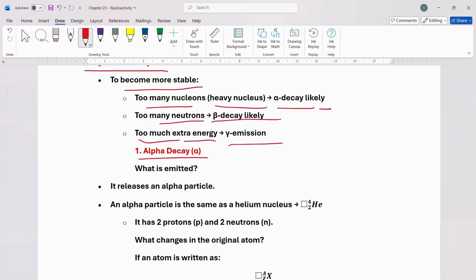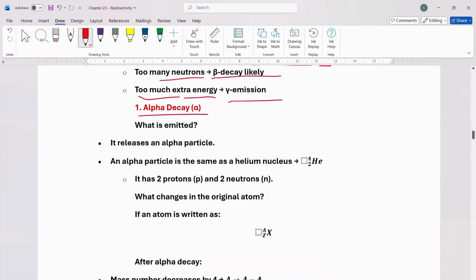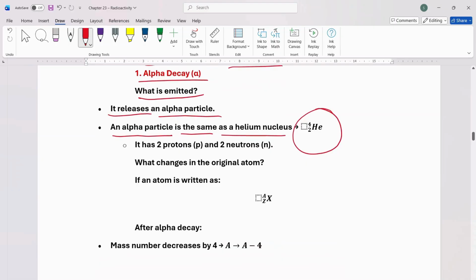Now let's discuss alpha decay. What is emitted? It releases an alpha particle. An alpha particle is the same as a helium nucleus, with mass number 4 and atomic number 2. It has two protons and two neutrons. What changes in the original atom?